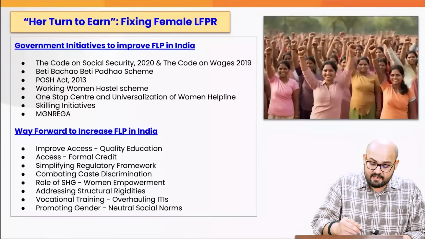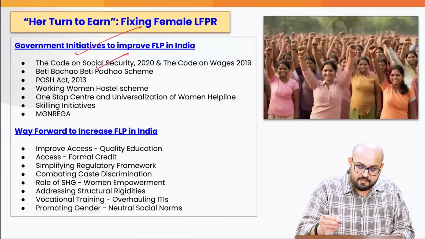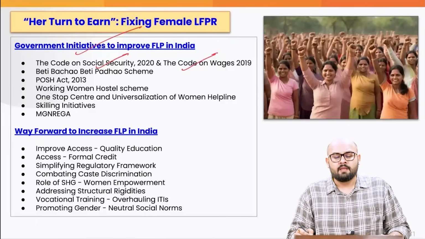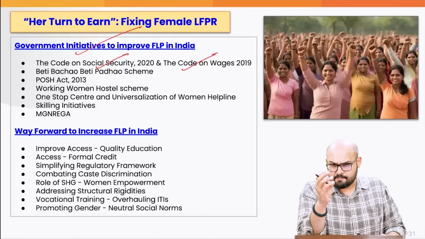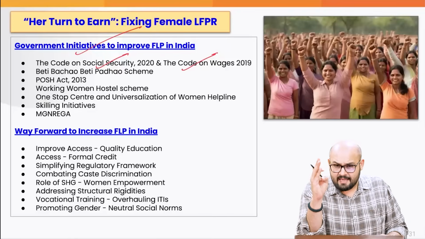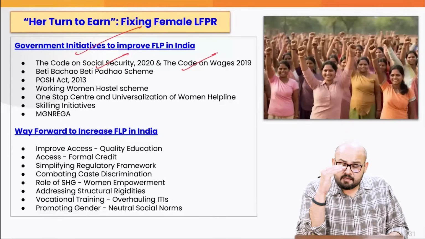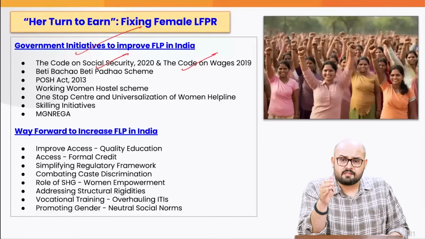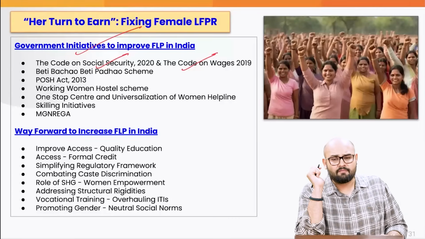What have been the government initiatives to improve the female labor force participation rate? The very first is the Code on Social Security and the Code on Wages. Again, when we talk about the Code on Social Security, it has some mandatory provisions with respect to maternity benefit, health insurance, and creche facilities, again important for women. Next, we have the Code on Wages. This again emphasizes the aspect of equal remuneration for both male as well as female, right?